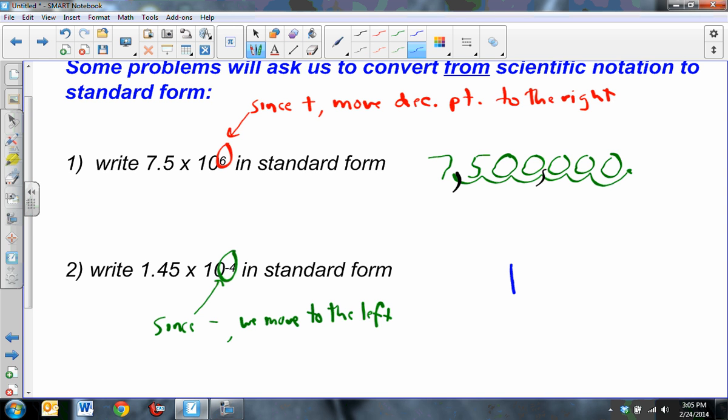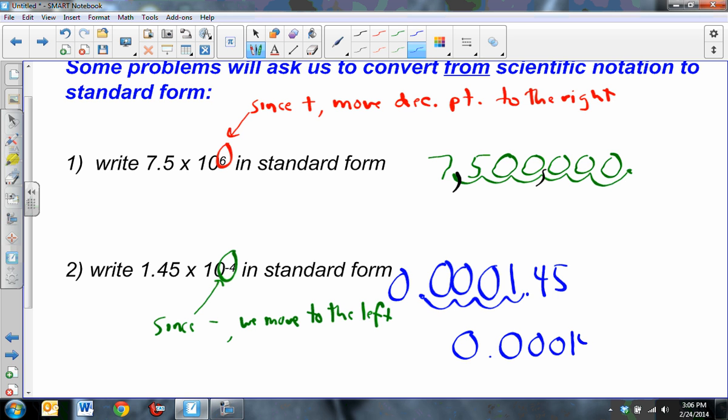Okay, so I'm going to write it over here, 1.45. My exponent is negative. I know I'm going to have to move to the left. I have to move to the left 4 places. Well, if I move to the left once, I'm going to need to go 3 more times, which means I need to add 3 zeros. An easy way to remember it is the number of zeros that you need to add is always going to be 1 less than the exponent. So I'm going to move this 4 places to the left. And I'm going to stick a 0 over here just as a placeholder. It makes it easier to see the decimal.